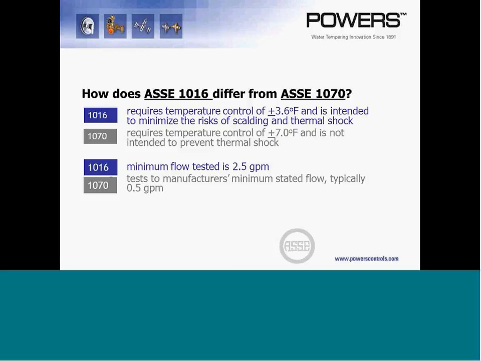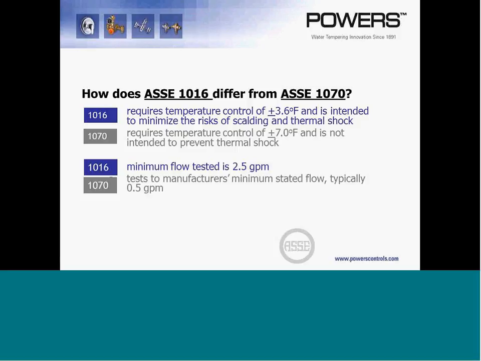So how does ASSE 1016 differ from 1070? A little bit more. 1016 requires temperature control of 3.6, and there's the plus or minus 7 that we just talked about. And they're both essentially similar. Minimum flow for 1016 is tested to 2.5 GPM or the manufacturer's stated minimum, and the 1070 is tested to the manufacturer's stated minimum flow, which is typically, what you see mostly is 0.5, although you're starting to see valves for 1070 rated below 0.5. We just introduced some valves down to 0.25 GPM, a quarter gallon. And I know some other manufacturers have that. I've seen valves at 0.3, 0.35, and 0.4.